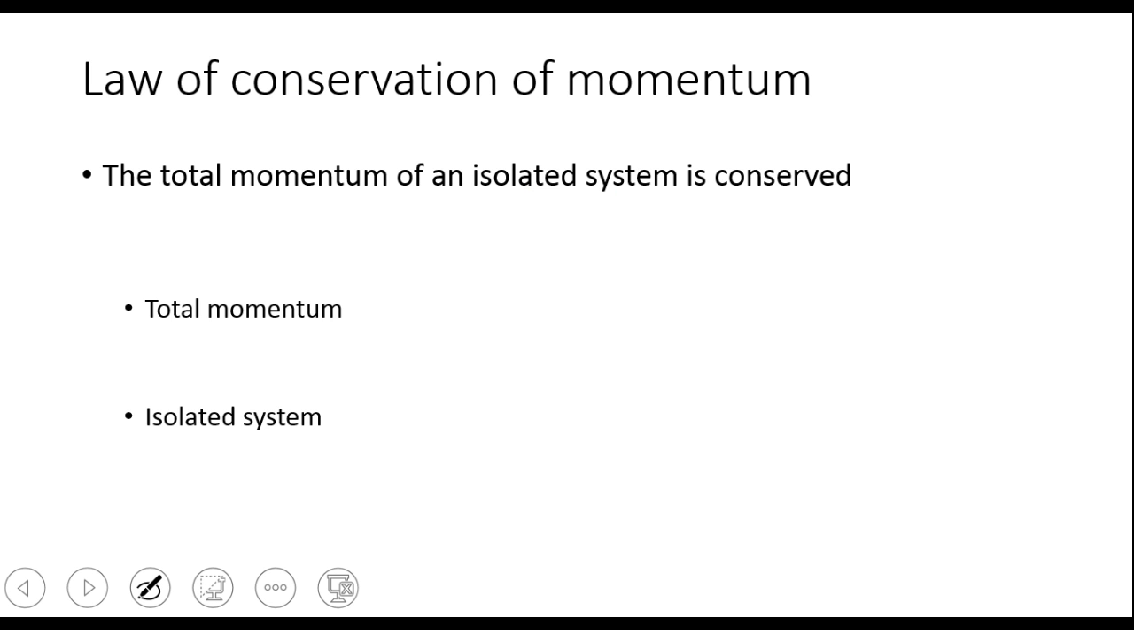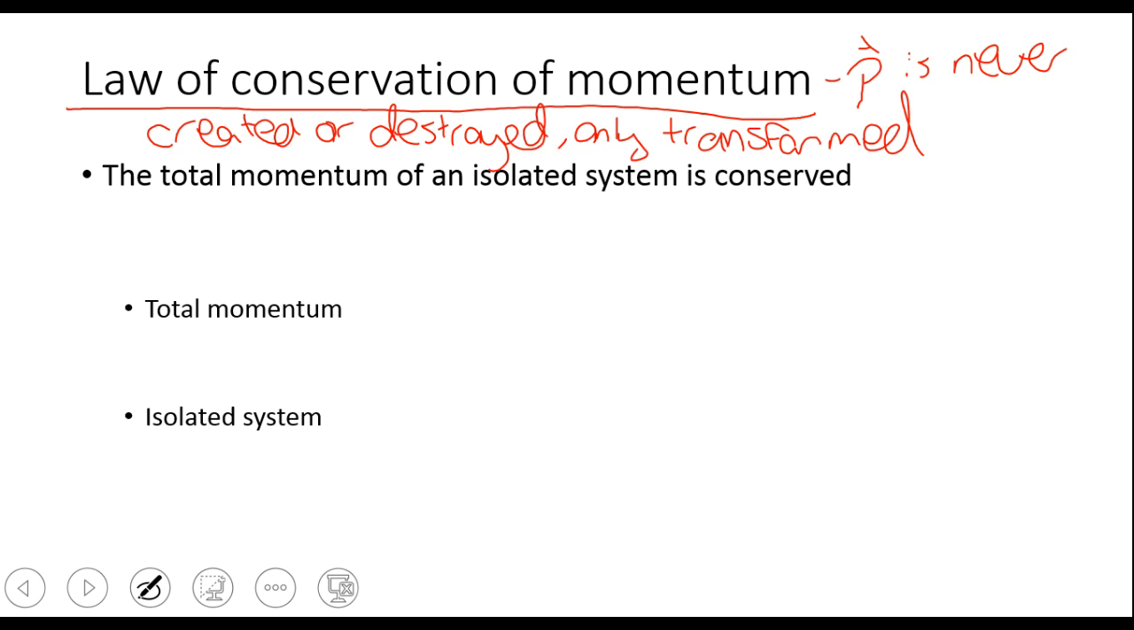All of this leads us to the idea of the law of conservation of momentum. All of these conservation laws are pretty much going to be the same. What they say is that momentum is never created or destroyed. It's only transformed. This can also be said as: the total momentum of an isolated system is conserved.